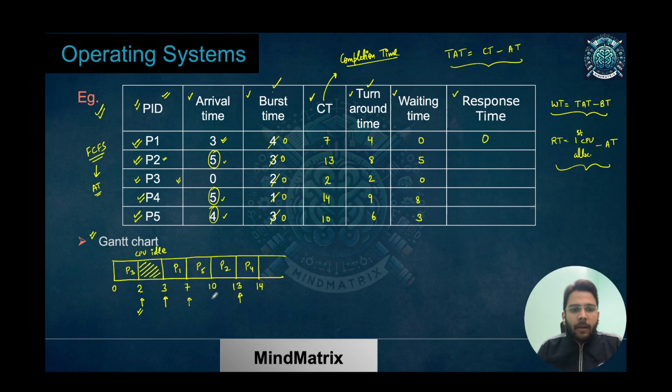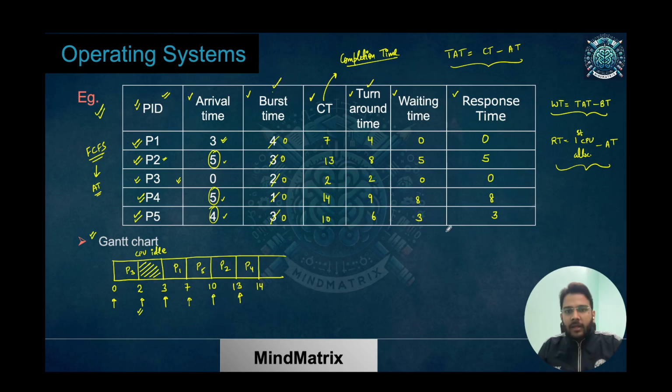What about P2? P2 got the CPU allocation at 10 units of time, but it arrived at 5 units of time. So 10 minus 5, it is going to be 5. This is the response time of P2 process. For P3, first time CPU allocation happened at 0 units of time. Arrival time is also 0, so it is going to be 0. For P4, it is 13. At 13 units of time, P4 got the first time CPU allocation. 13 minus the arrival time, it is going to be 8. And for P5, it is 7. 7 minus 4, it is going to be 3.